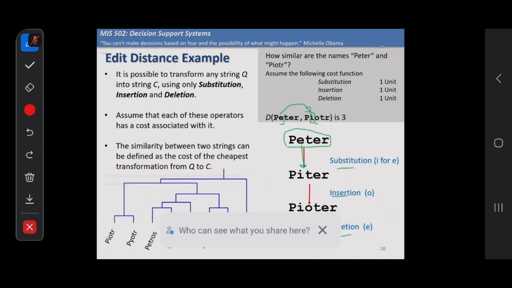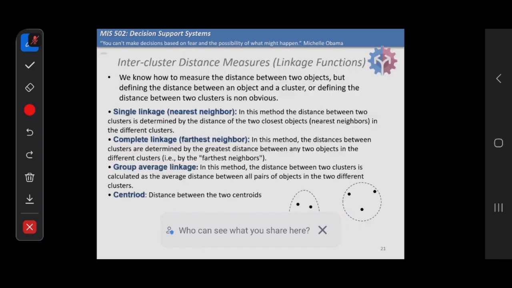So you can use substitution, insertion, and deletion as well to identify differences. So there are different ways to do it. I'm again showing you examples of how non-numeric data is being treated.